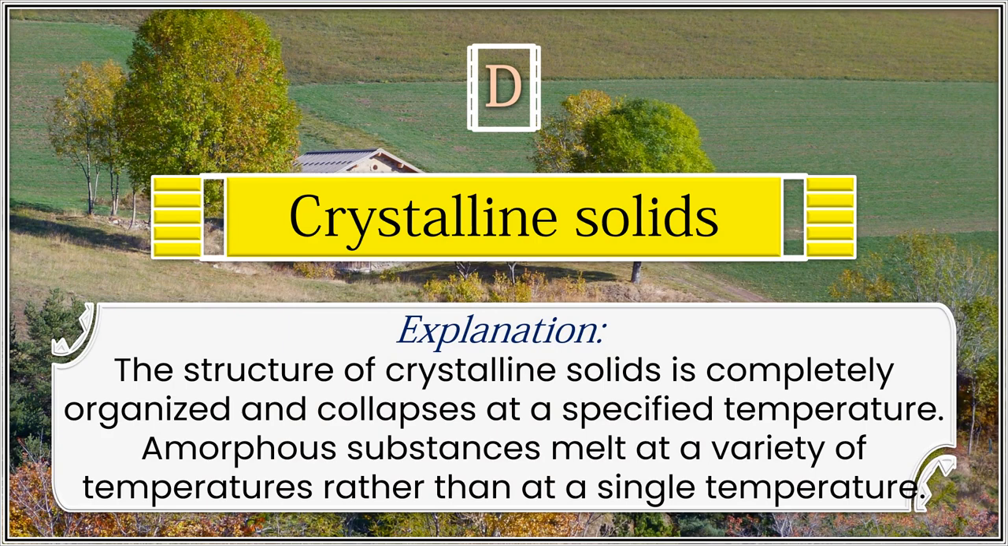The answer is crystalline solid. The structure of a crystalline solid is completely organized and collapses at a specified temperature. Amorphous substances melt at a variety of temperatures rather than a single temperature.